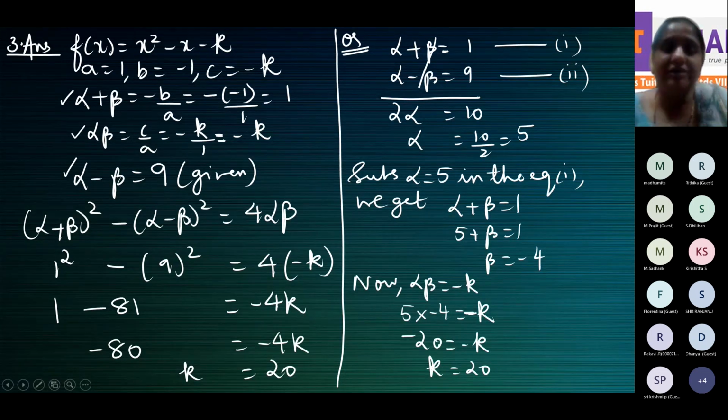So the other way of doing it is solving the two equations, getting the values of alpha and beta. And since you have to find k, we know that alpha beta is minus k. It's all there. So substitute the values of alpha and beta and find k.